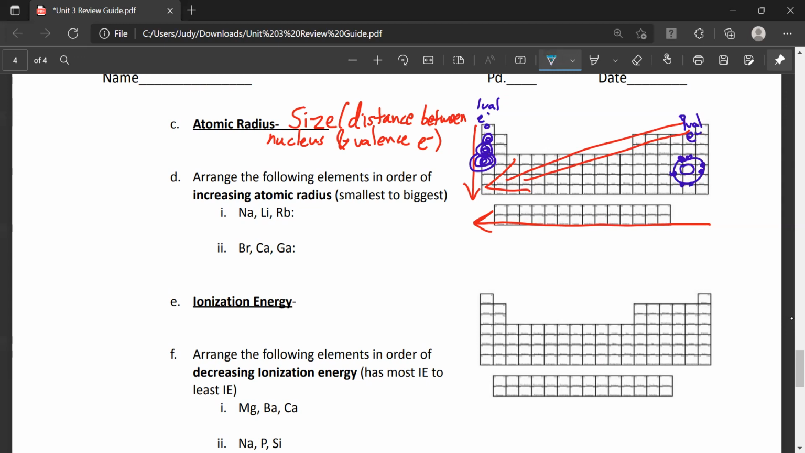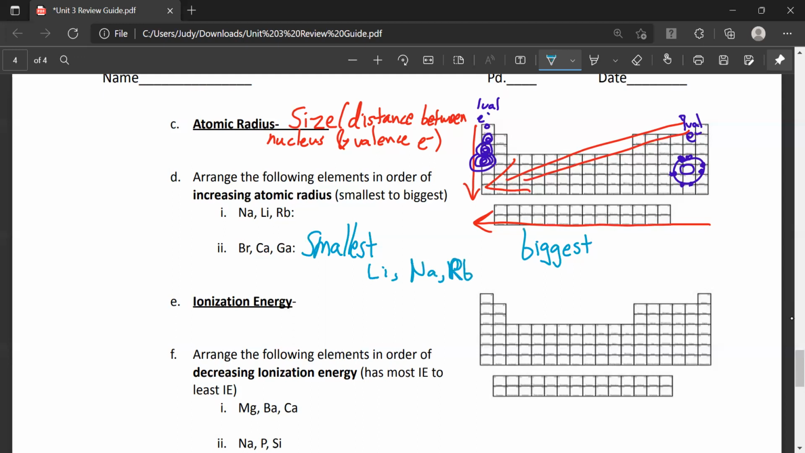Okay, so the next one, the easiest way that I would do it is to label smallest and biggest on the left and right, just to avoid any mistakes. So for the first question, the answer will be Li, Na, and Rb.